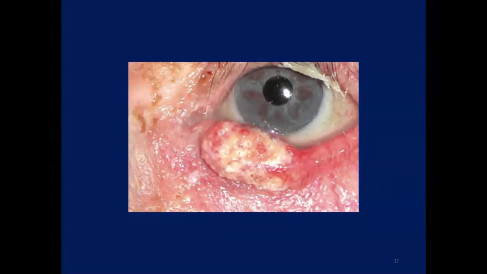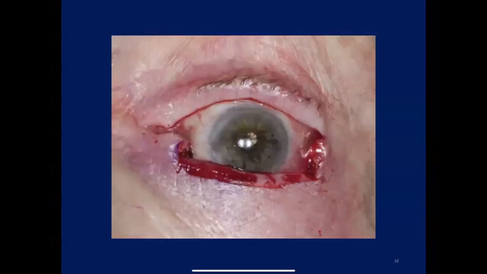Okay, so it showed squamous cell carcinoma. How would you remove this? It's a large tumor. So I will do a surgical resection with 3 to 4 millimeter free margin. And regarding the reconstruction, I will have a big defect. Okay, so this is the defect.